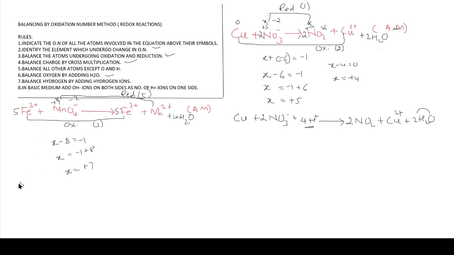So let's rewrite it. 5Fe2 plus MnO4 minus plus, 4 into 2, 8 hydrogen ions here, 8 hydrogen ions. It gives the rest of the part as it is, 5Fe3 plus Mn2 plus 4H2O. So this is how the equation got balanced. So in the next video we'll see a few more equations for balancing.